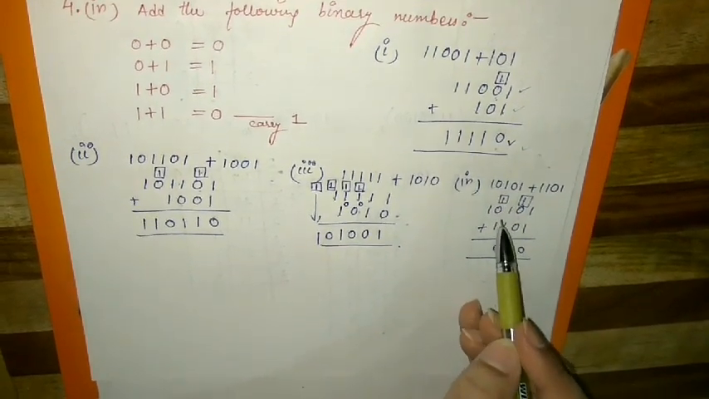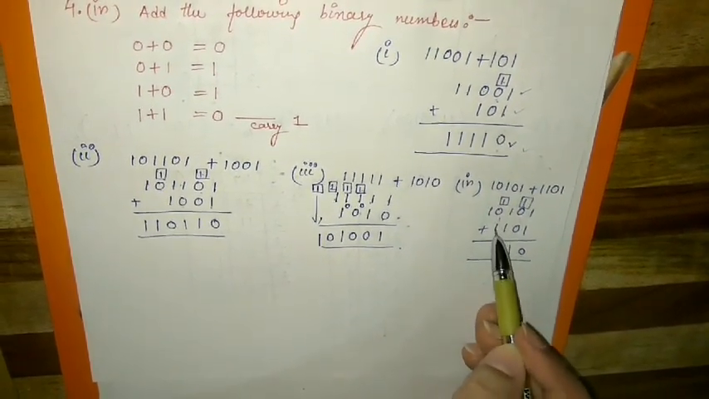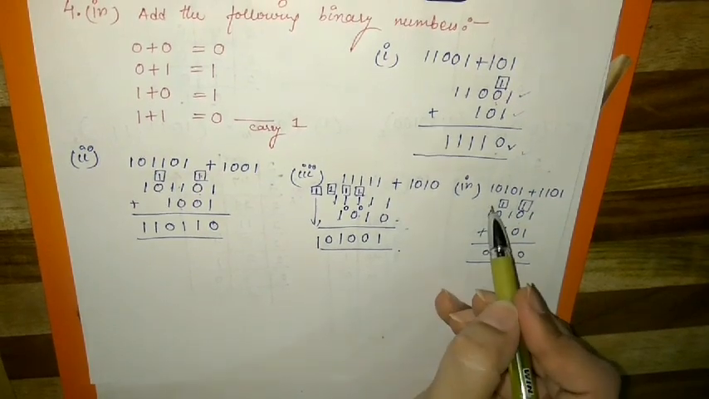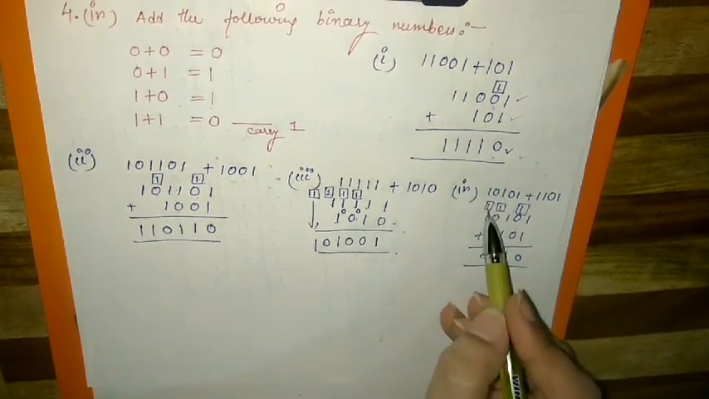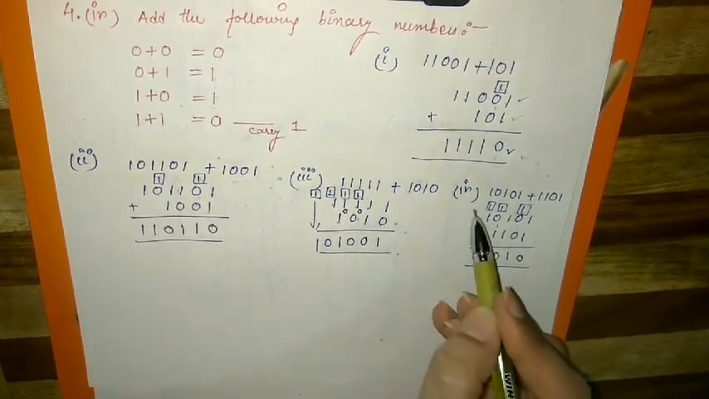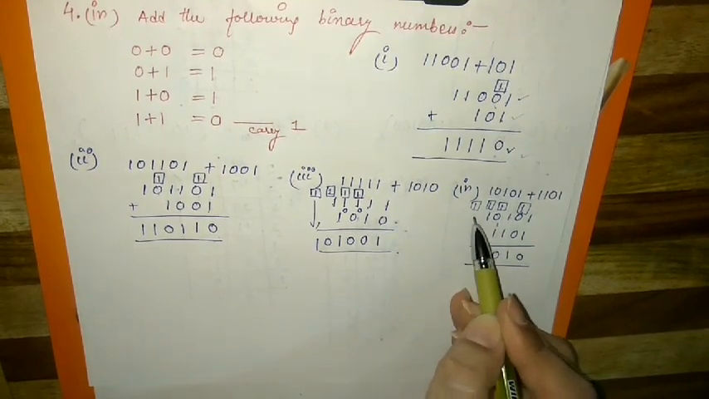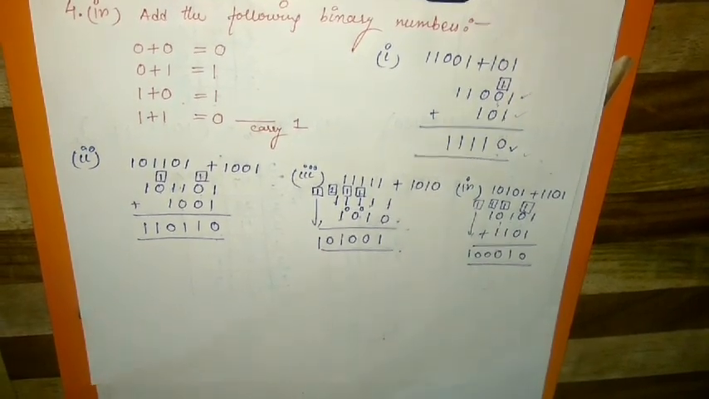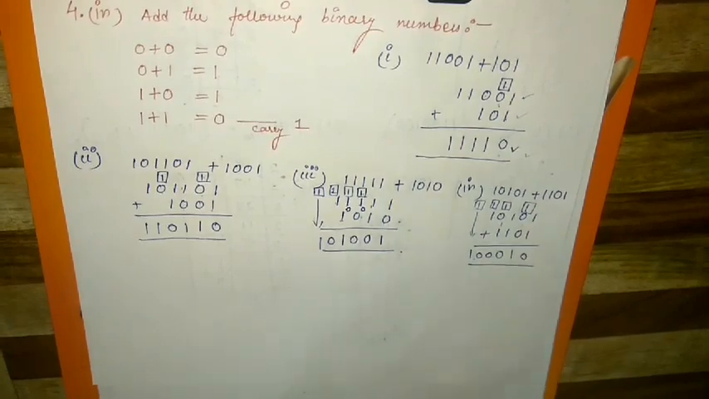Okay, 1 plus 0 is 1 and 1 plus 1 is 0 with a carry on the left hand side. 1 plus 1 again is 0 with a carry on the left hand side, and nothing is there, so just copy this one over here. So this is the answer.